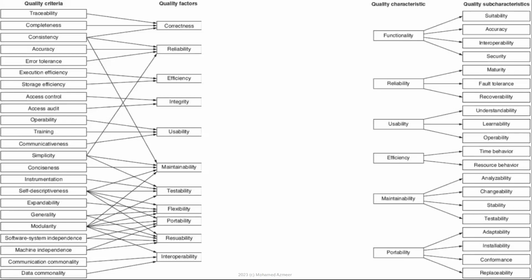Now here's the other side. If you look at the right-hand side, now we have quality characteristics connected to quality sub-characteristics. Now, for example, what do you mean by functionality? Okay, so that can be broken down. Functionality means suitability, accuracy, interoperability, and then security. Or what do you mean by reliability? Okay, reliability means maturity, fault tolerance, and then recoverability. So likewise, we can break down this.